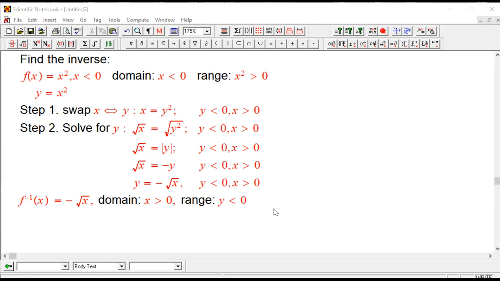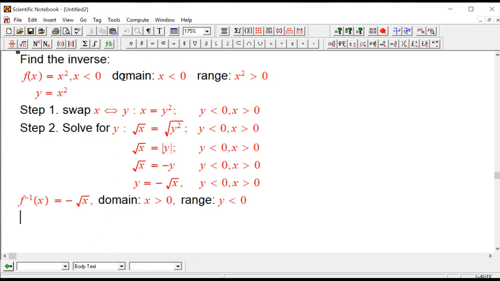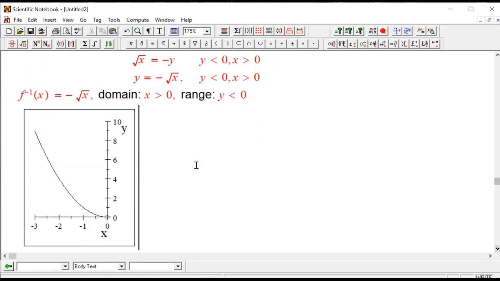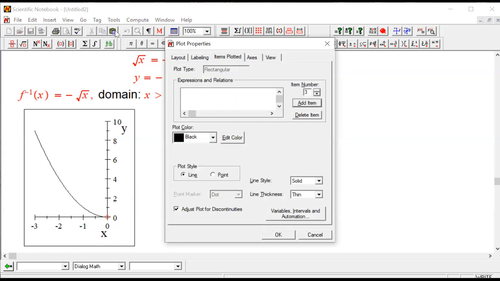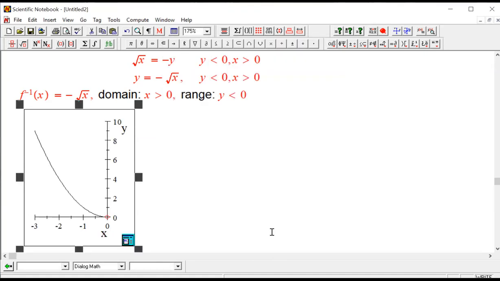Okay. So now let's look at the graph, right? We did a graph for this function here, right? Now it's time to do the graph for negative root x. That's the inverse function. So we put the graph in place, make it red. And where did it go? Actually, it goes in this quadrant.